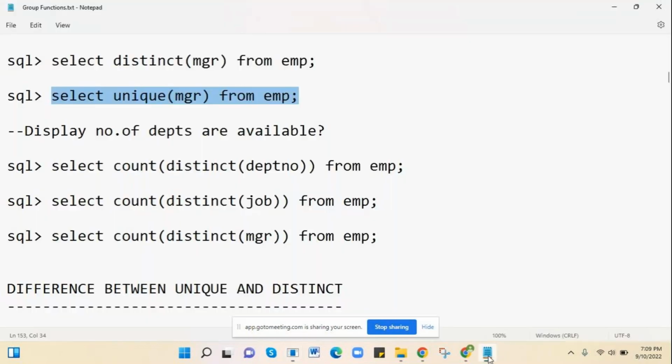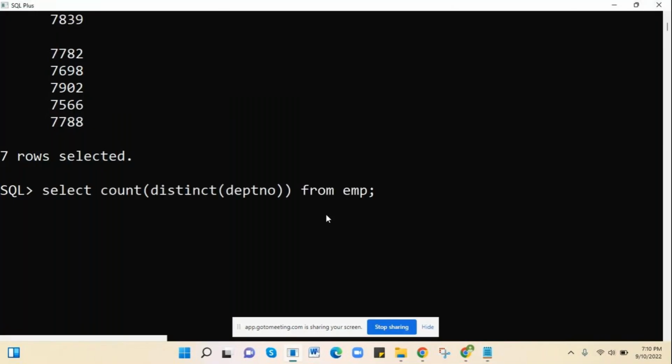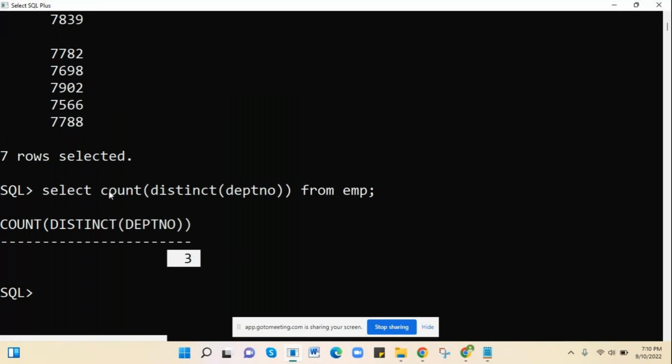Here in the question, display the number of departments available. For the number of departments, at that time use count. How many departments are there in my company? Only 3 departments are there in my company. Count is nothing but it gives the count.